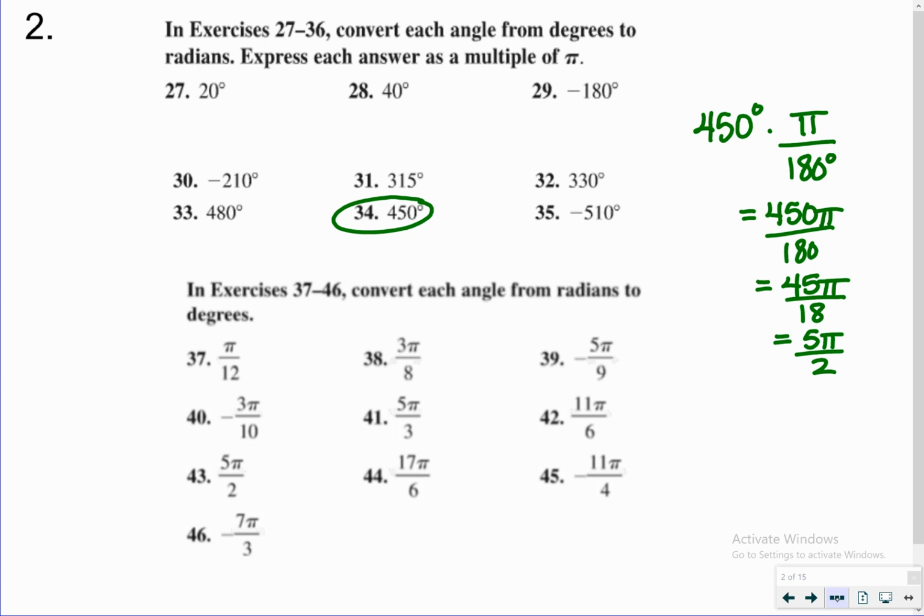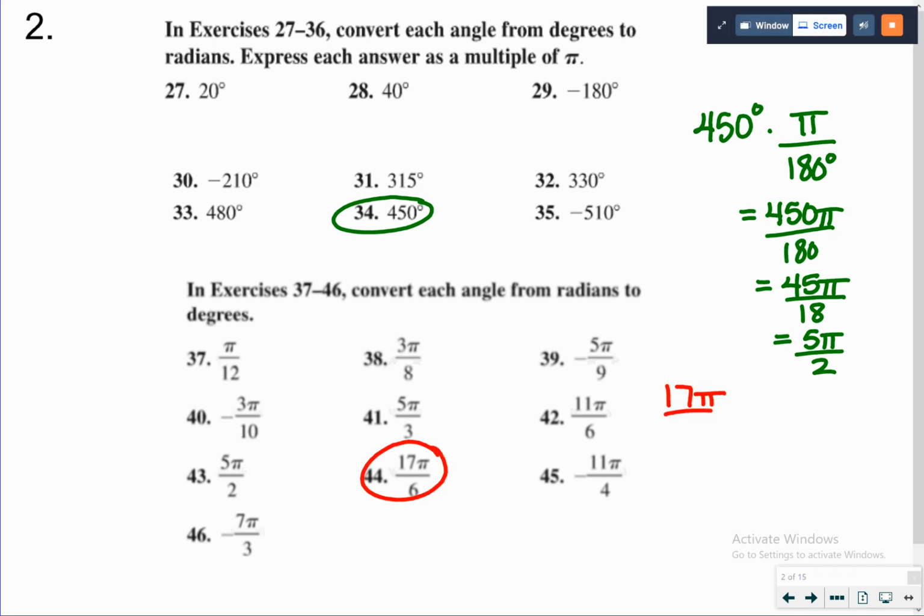Okay. I didn't say that. Okay, pick one at the bottom. 44. Okay, so now it's a radian, 17 pi over 6. And I want to convert to a degree, so what do we multiply by?